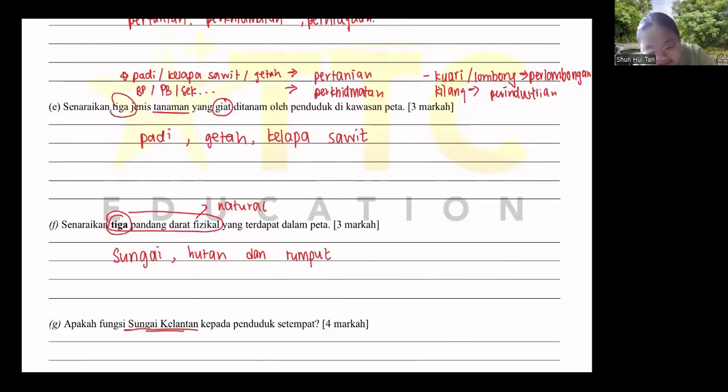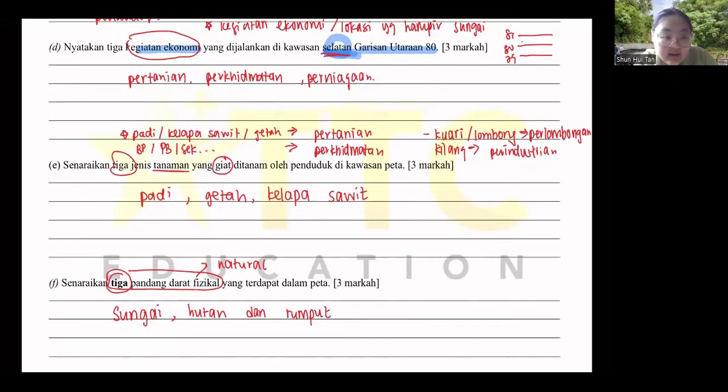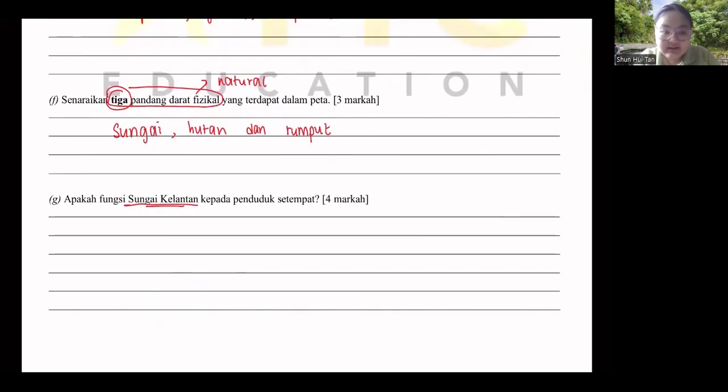Now, in this question, they very nice. They tell you tiga, right? If they didn't tell you how many you're gonna find, it gonna depends on the marks. If they only tell you kegiatan, look at the mark. 3 marks find 3, 4 marks find 4, 2 marks find 2. All right?